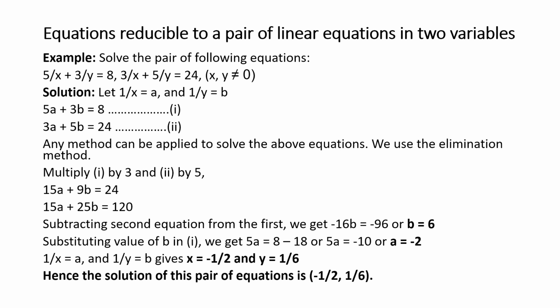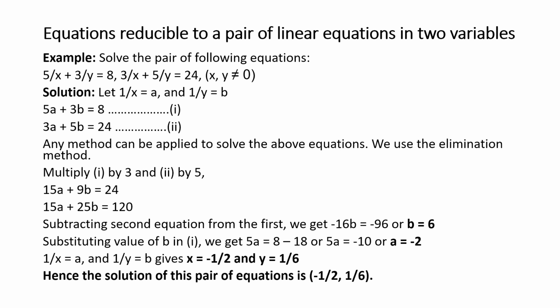Again, any method can be applied. We will use the elimination method. So very simply, what we will do is multiply the first equation by 3 and the second by 5, because the coefficient of a in the first equation is 5 and that in the second is 3. So we want to make both of them equal. So we multiply the first equation by 3 and the second equation by 5.